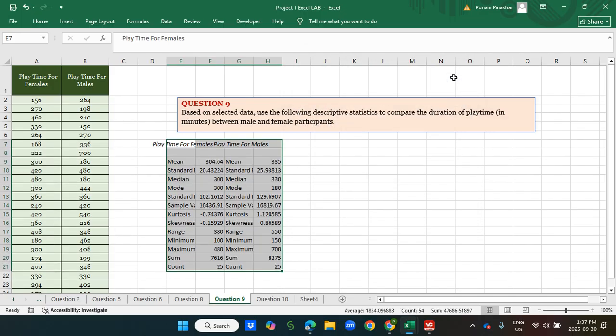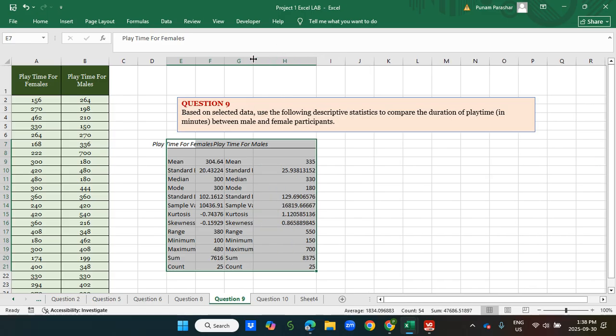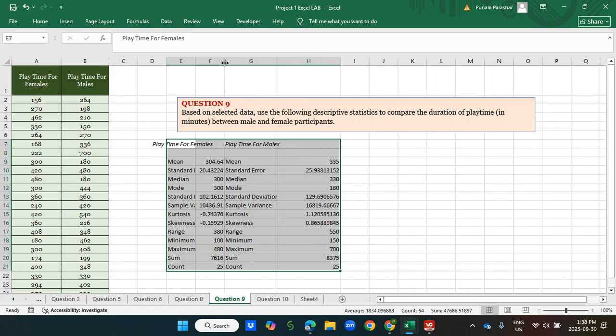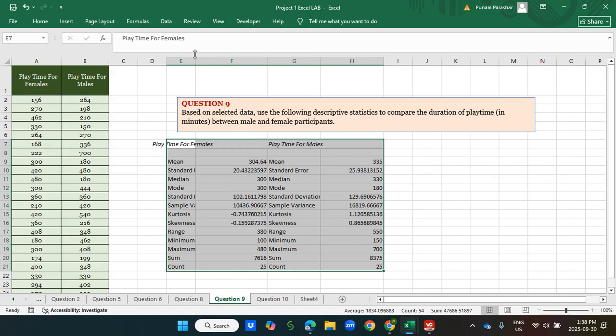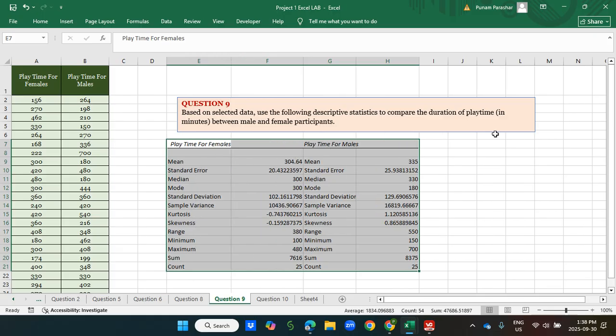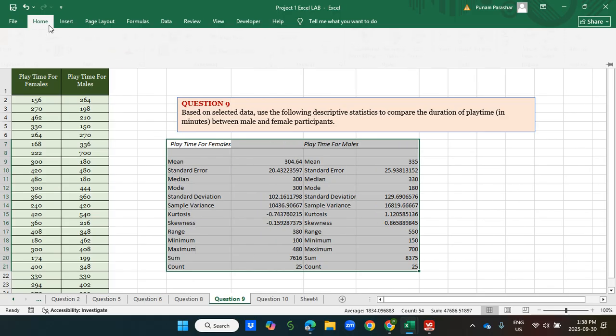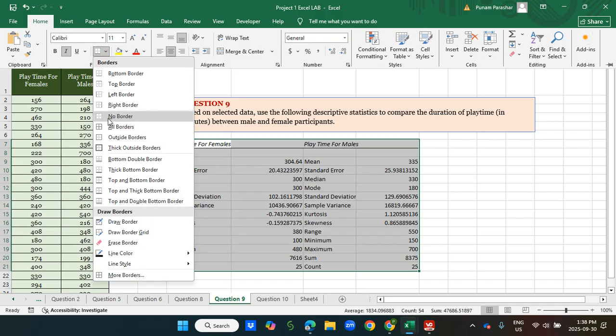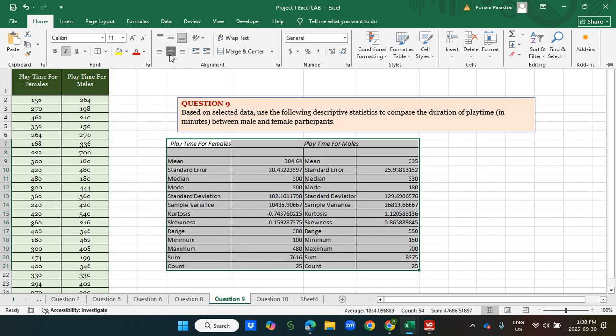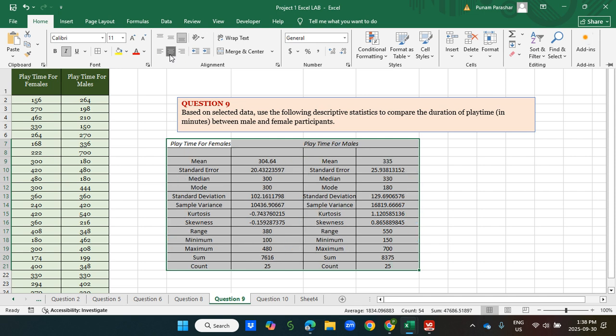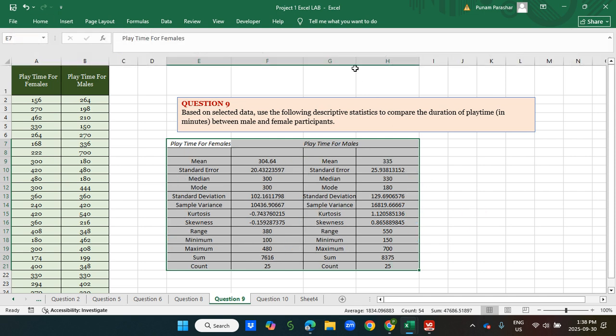Press OK. And now if you see here, let's make it a little bit bigger so you can read the values. Also put it in a table, just put the border and put everything in the center, all the values.